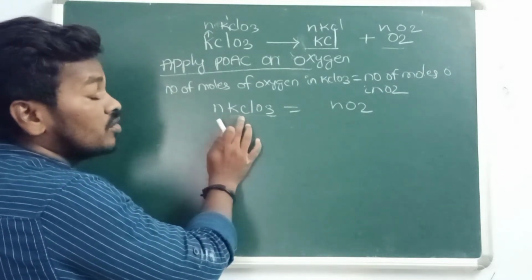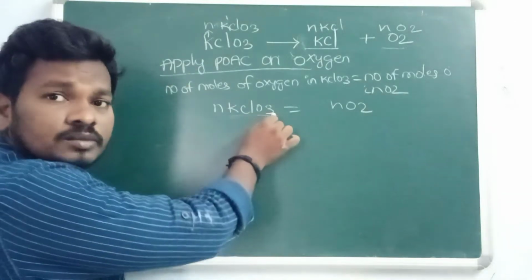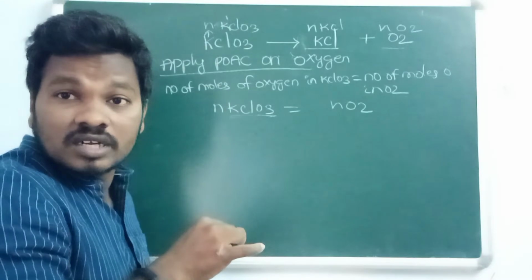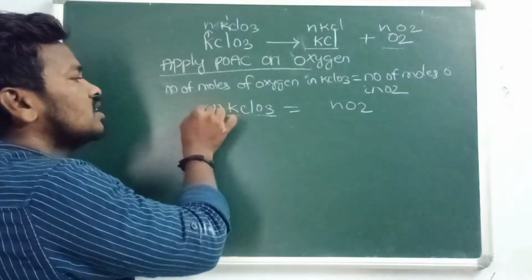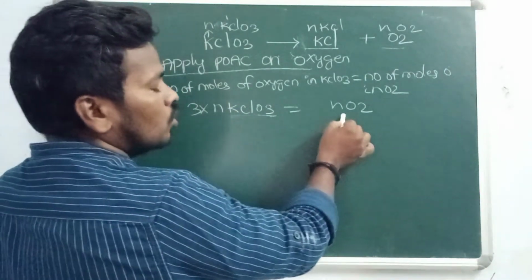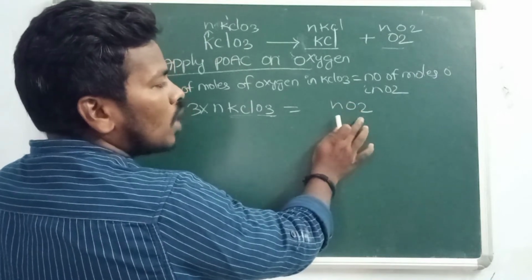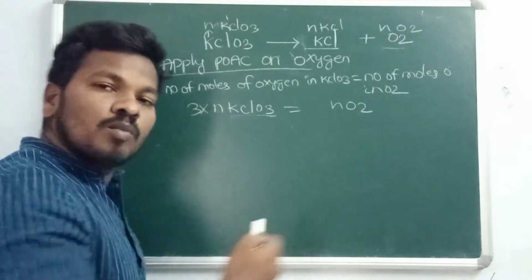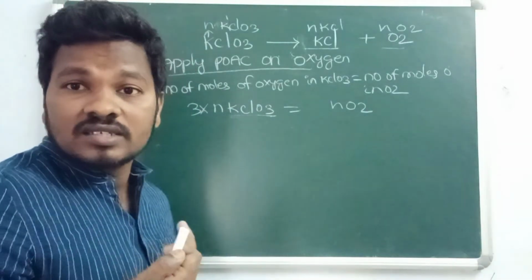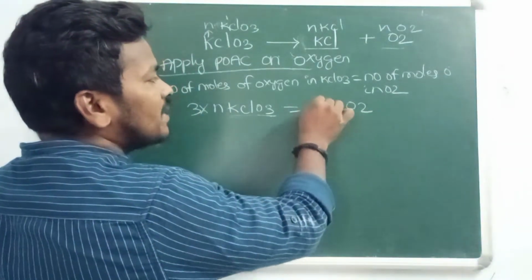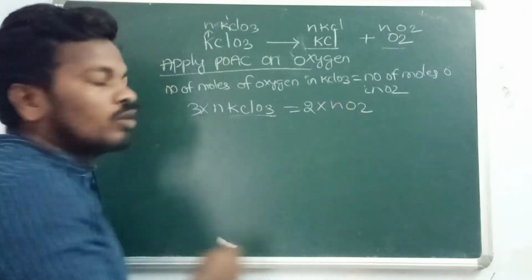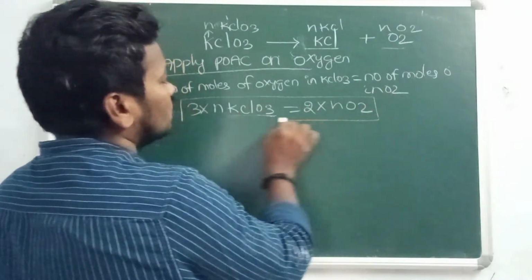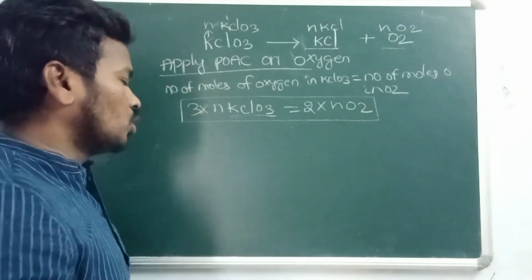In KClO3, 3 oxygen atoms are there. In n moles of KClO3, how many oxygen atoms are there? Just multiply with the 3 atoms. So here also, in O2, 2 oxygen atoms are there. In n moles of O2, how many oxygen atoms? Just multiply with the 2. Finally, we will get 3n KClO3 = 2n O2.